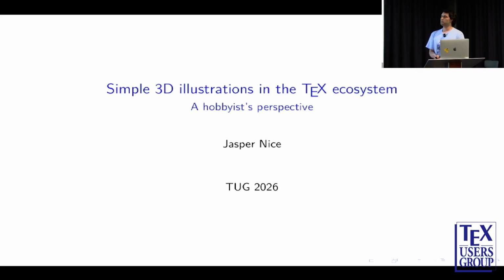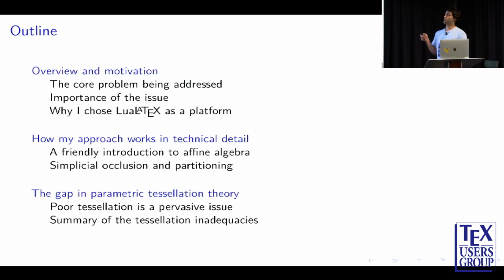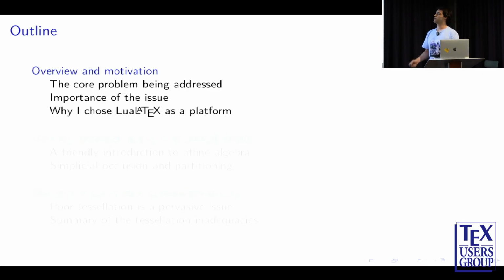We're going to talk about simple illustrations in the tech ecosystems, specifically 3D ones. There are 3 sections. The first section has 3 subsections, the second section has 2 subsections. You can count. We're going to start with the overview. We're going to talk about the problem that I'm talking about, why it's important, and we're also going to explore a bit about why I chose LuaLaTeX as my platform.